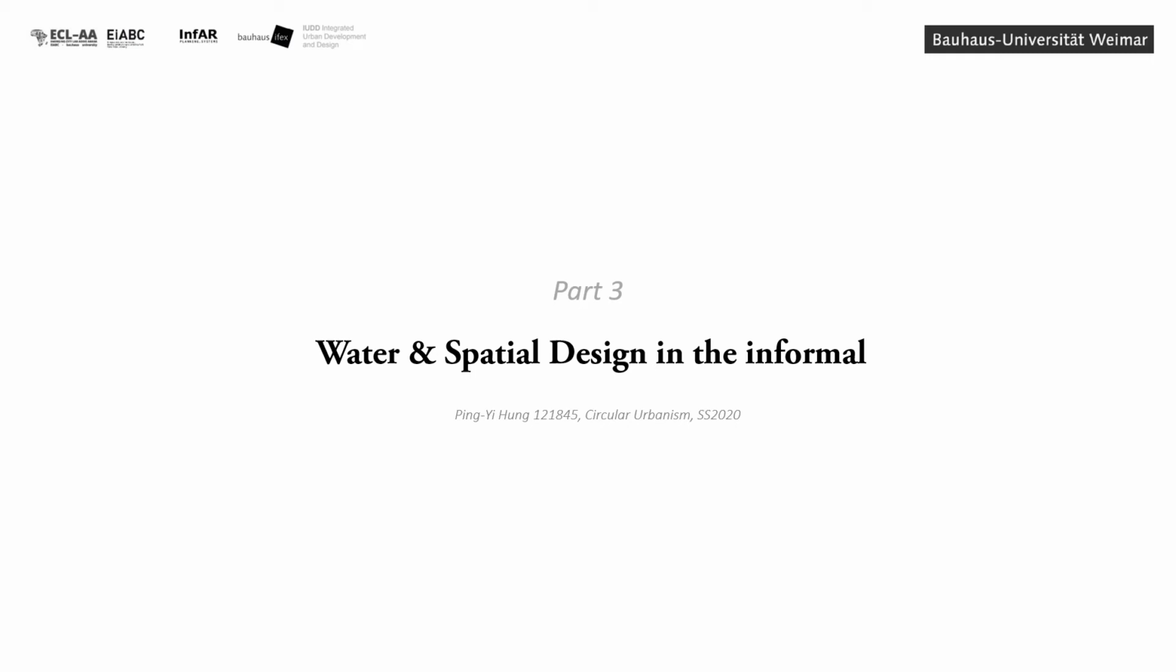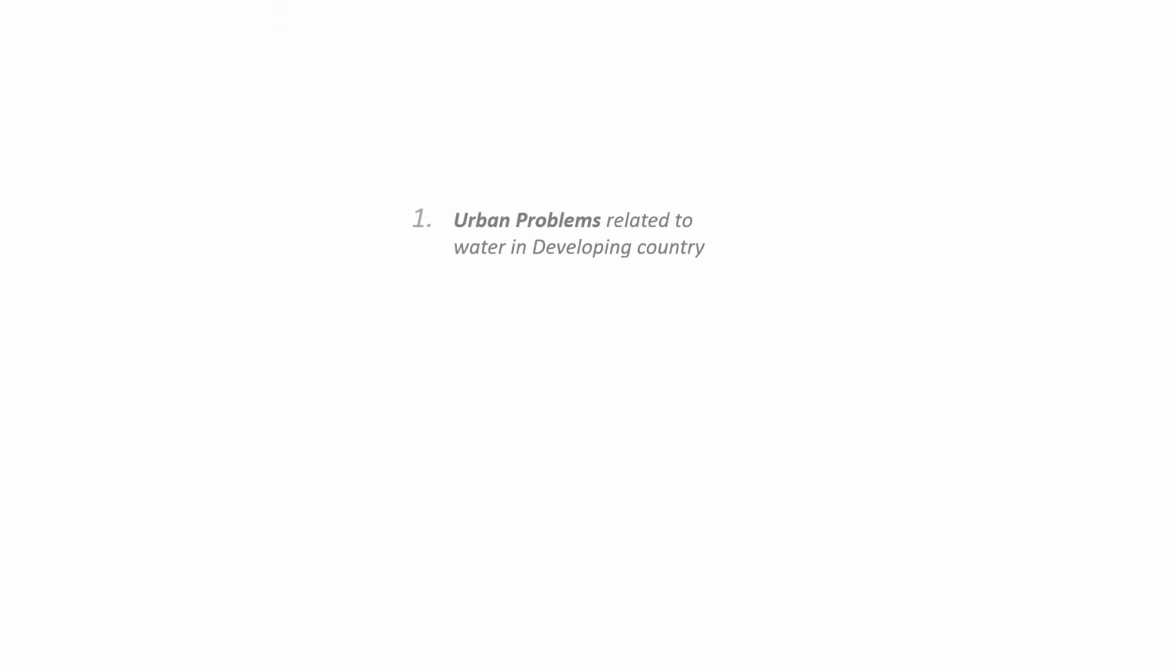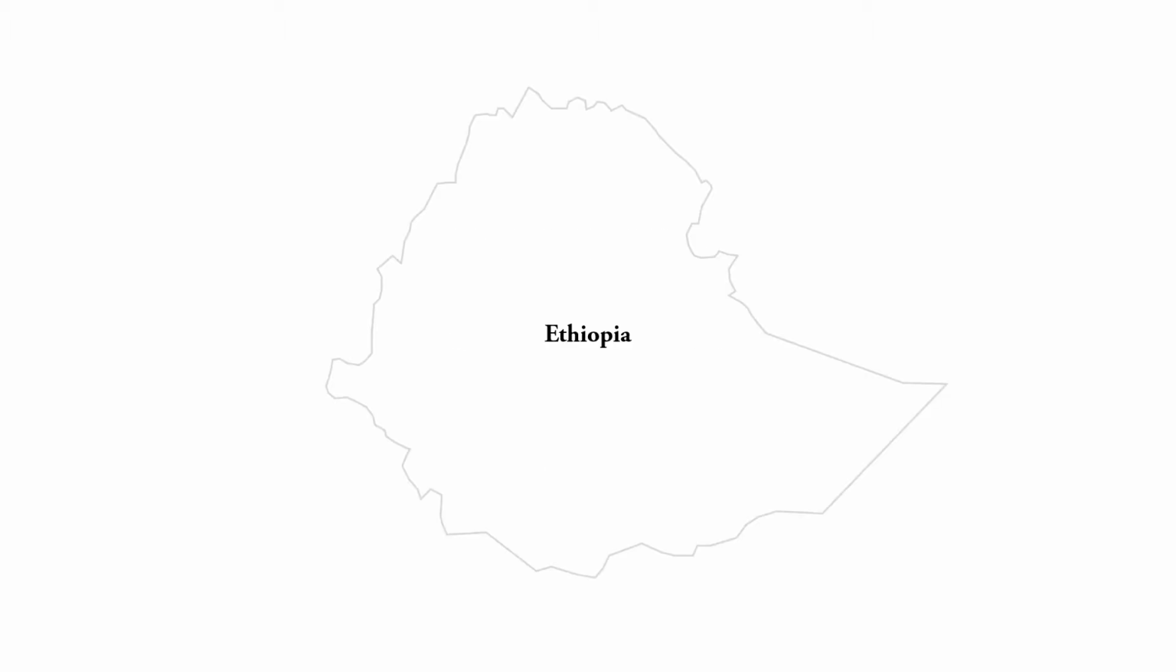In the third part, let's talk about the water and spatial design in the informal. In this section, you will understand what the urban problems related to water in developing countries are, what the concept of spatial design in the informal is, and some principles and suggestions for improving the water cycle. In this presentation, I will mainly take cases in the cities of Ethiopia as examples.